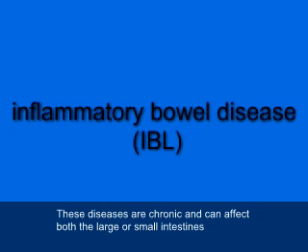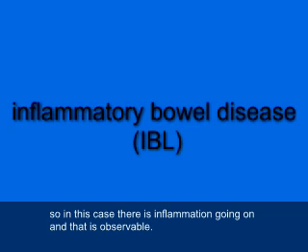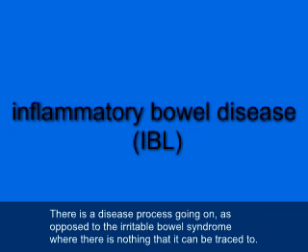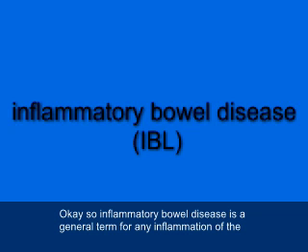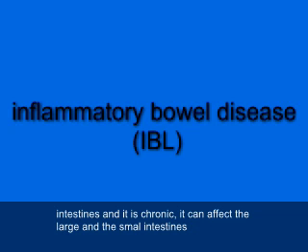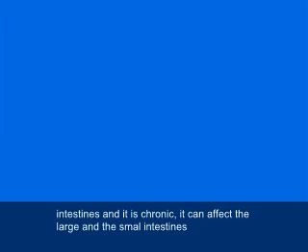These diseases are chronic and can affect both the large and small intestine. So in this case, there's inflammation going on that's observable, okay? There is a disease process going on, as opposed to the irritable bowel syndrome where there's nothing that it can be tracked down to. Okay, so inflammatory bowel disease is a general term for any inflammation of the intestines, and it's chronic. It can affect the large and the small.